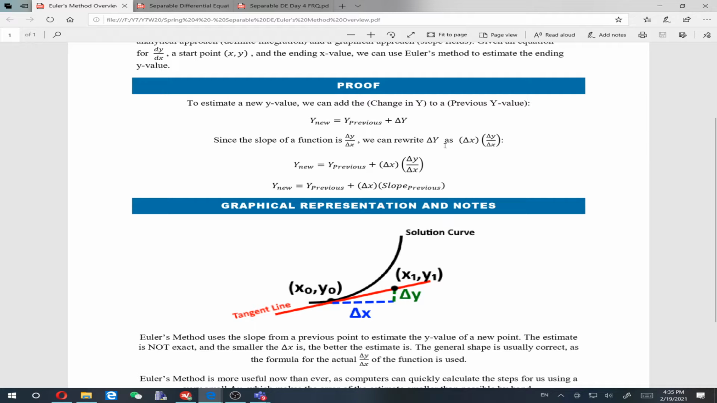Any questions on Euler's method? No. All right.